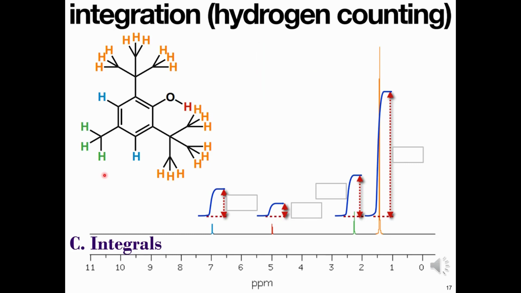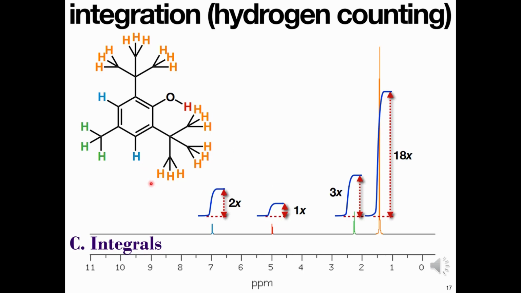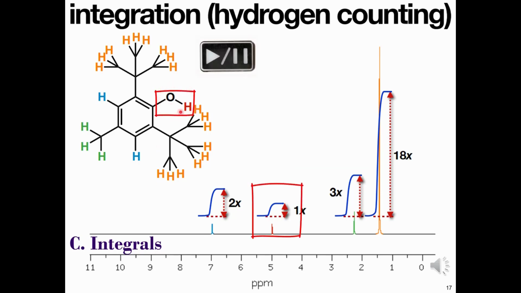You should get 18 protons for the orange signal, 3 protons for the green signal, 1 proton for the red signal, and 2 protons for the blue signal. Of course, the sum of the integrals will also tell you how many protons there are in your molecule in total. How might you check that the red signal belongs to the OH group? Pause the video and resume when you have an answer.